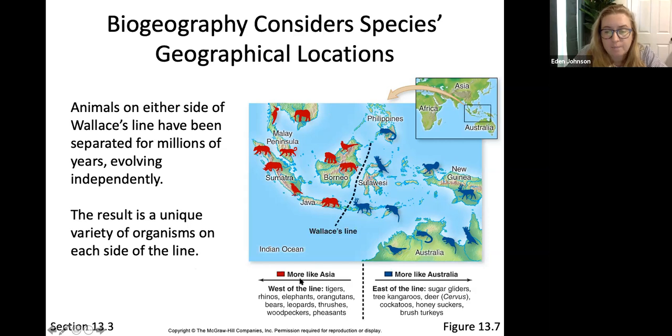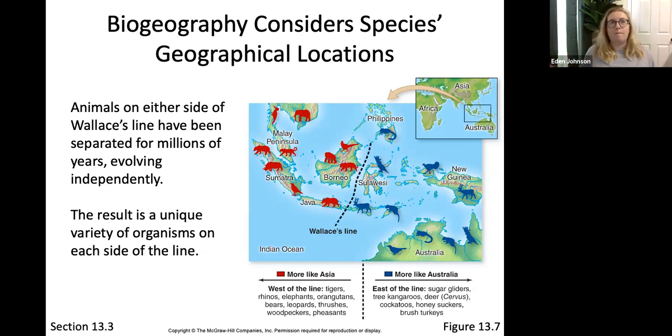If you look at the red side, on the left side of Wallace's Line, these organisms are going to look more like they are from Asia. So you've got tigers, rhinos, elephants, orangutans, bears, leopards, et cetera. If you go on the right side of Wallace's Line, these organisms look more like they're from Australia, more like the evolutionary lineages that come out of Australia. We've got sugar gliders, tree kangaroos, deers, cockatoos, honeysuckers, brush turkeys.